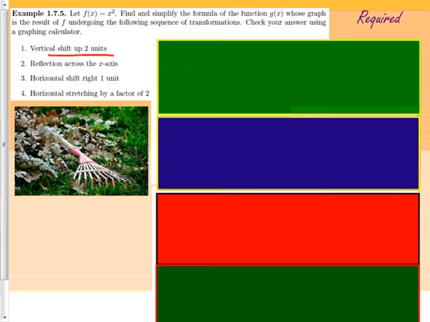It's first going to shift up 2. Let's try to write an equation for that. It was y equals x squared, but then I'm going to do shift up 2. How do I do that? Plus 2 on the outside.